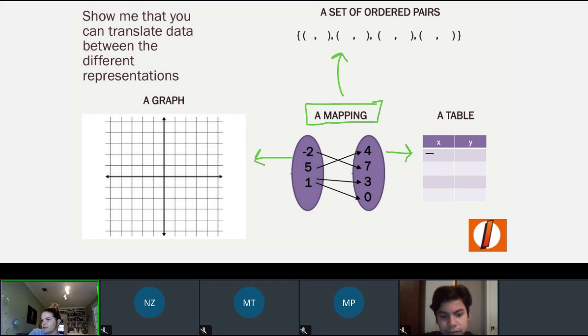We would put the x value, -2, and that one pairs with 7, 5. When x is 5, y is 4. So these are our x values. These are our y values. When x is 1, that repeats twice. So when x is 1, y is 3, and it is 0.